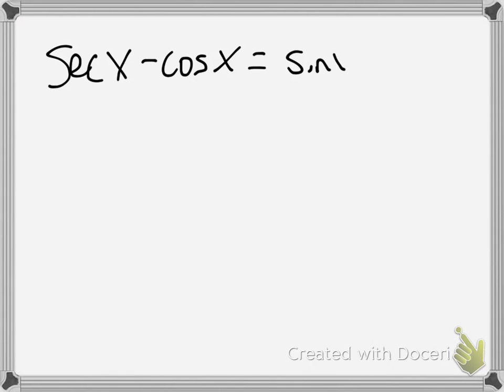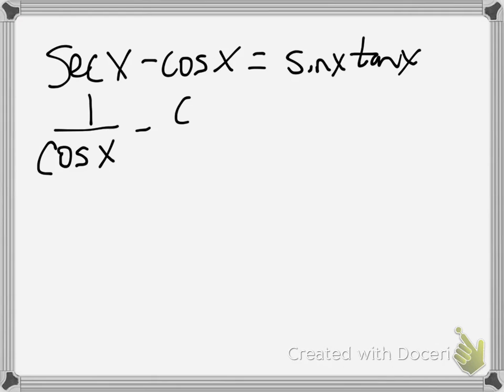Let's look at one more. Let's try secant of x minus cosine of x equals the product sine x tan x. Alright, well, I'm not really sure which one's more complicated, so I'm just going to work with the left-hand side. Let's rewrite this in terms of sines and cosines. Well, I already have a cosine in the right term, but secant, I know using my reciprocal identity, that's 1 over cosine.